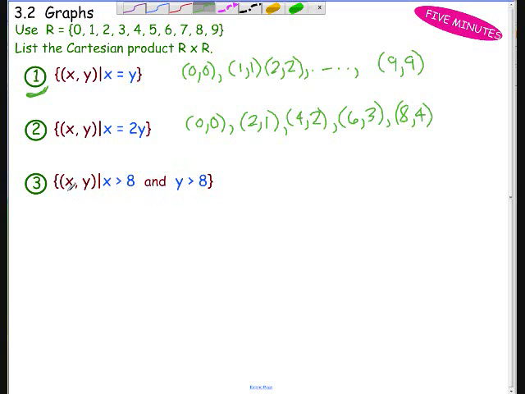Finally, (x, y) such that x is greater than 8 then y is greater than 8. All right, so greater than means I can't use 8. Can only use 9. Well, that's a small set. That wasn't so bad as long as I didn't actually list them.